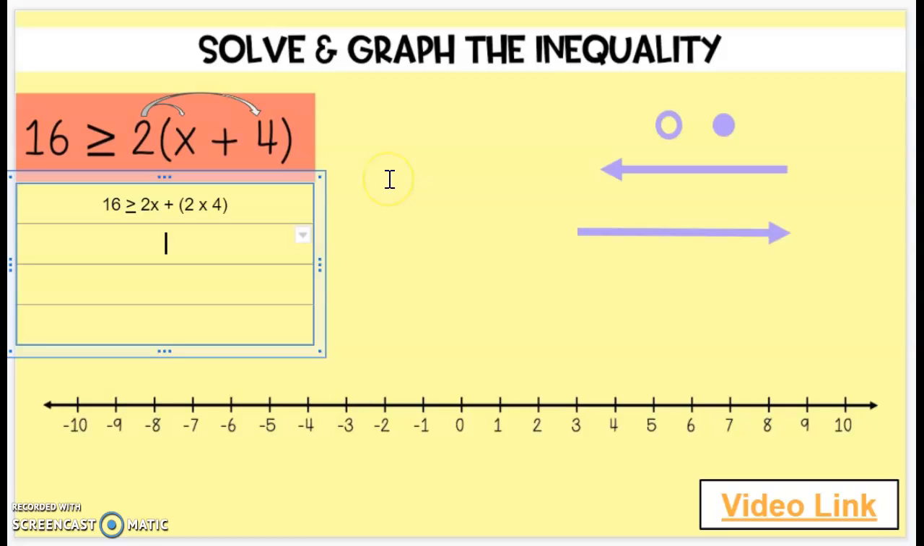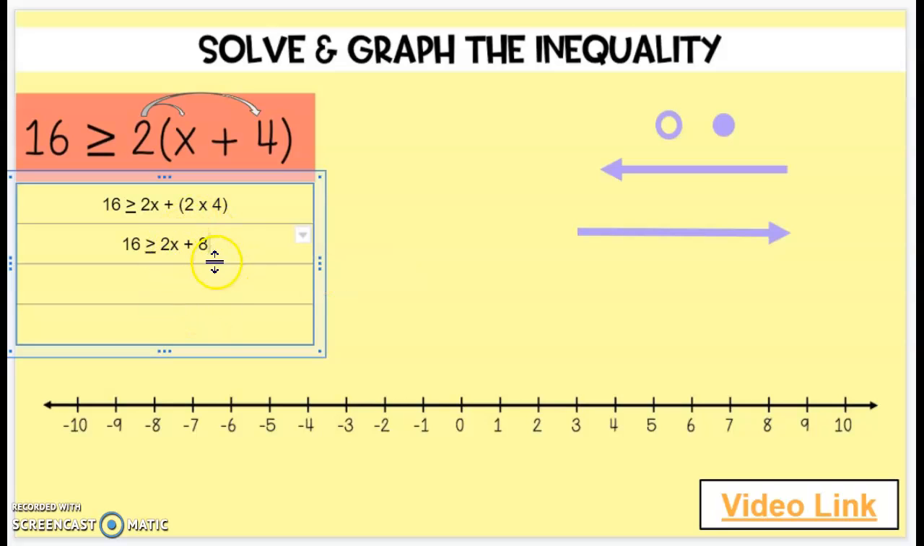And now I'm going to start simplifying this, bring down my 16, and then greater than or equal to. 2x plus 2 times 4 is 8. And now I am going to go through the steps that I need to solve this inequality.